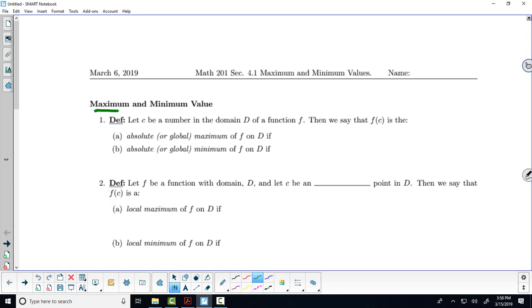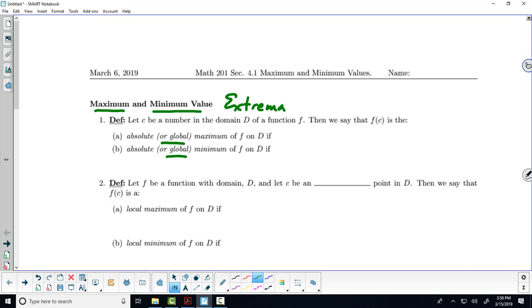So in this section, we're going to talk about the maximum and minimum values of a function. Sometimes these are called the extrema, or extreme values of a function. So we're going to define two different categories. The first category are called the global extrema, or sometimes called the absolute extremum.